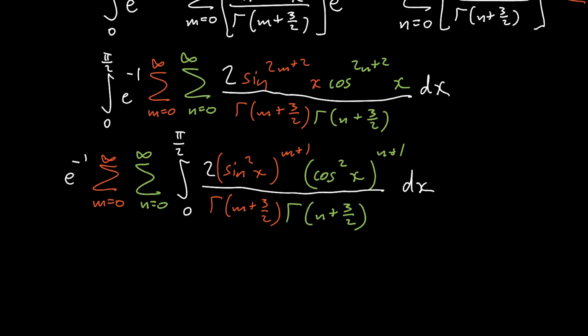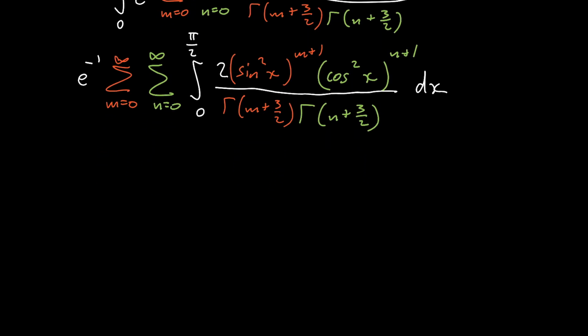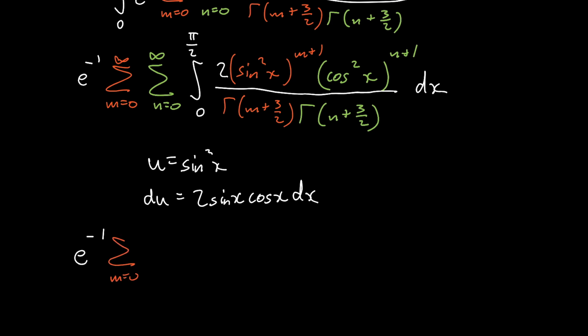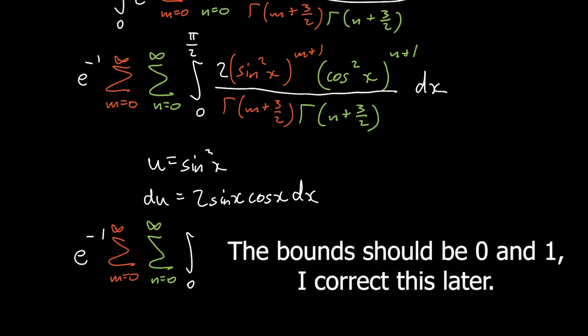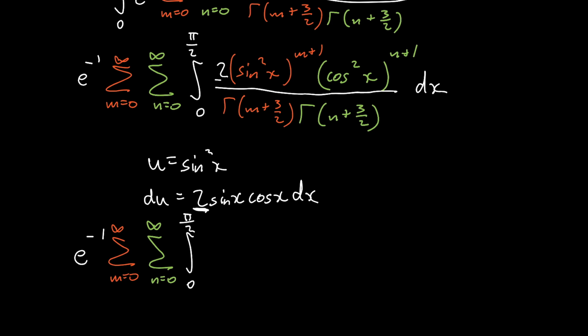So now we're going to do a u substitution for sin squared x. So we can say u equals sin squared x, which gives du as 2 sin x cos x dx. So we've still got e to the minus 1 on the outside. We have our sum from m equals 0 to infinity and our sum from n equals 0 to infinity. Our new bounds of integration are going to be 0 and pi over 2. This 2 here from our differential element will cancel with this 2 up here. So now we just end up with u to the power of m plus 1, which is our sin term, and our cos squared term is going to be 1 minus u to the power of n plus 1.